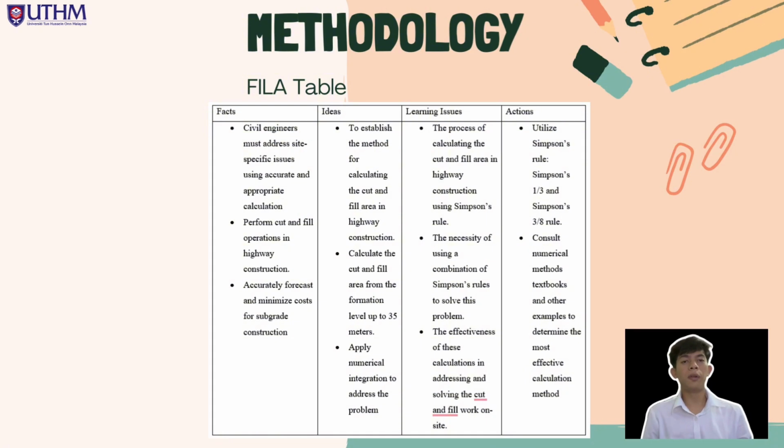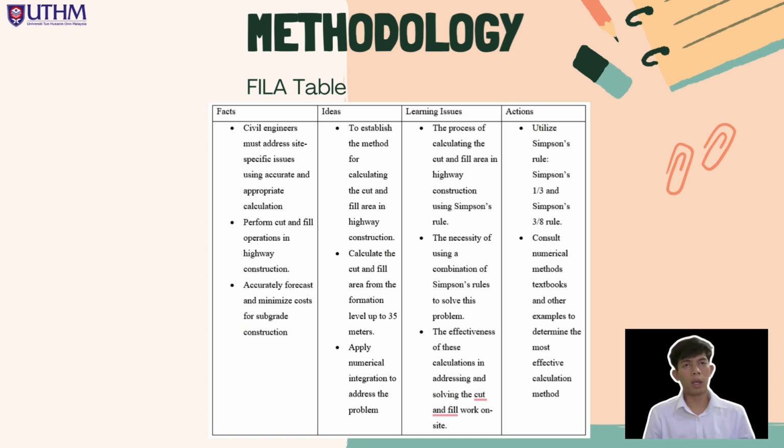For the methodology part, we have the FILA table. There are 4 important elements in the table, which are facts, ideas, learning issues, and action. For the facts, we have 3: civil engineers must address site-specific issues using accurate and appropriate calculation; the second one is to perform cut and fill operation in highway construction; and the last one is to accurately forecast and minimize cost for subgrade construction.